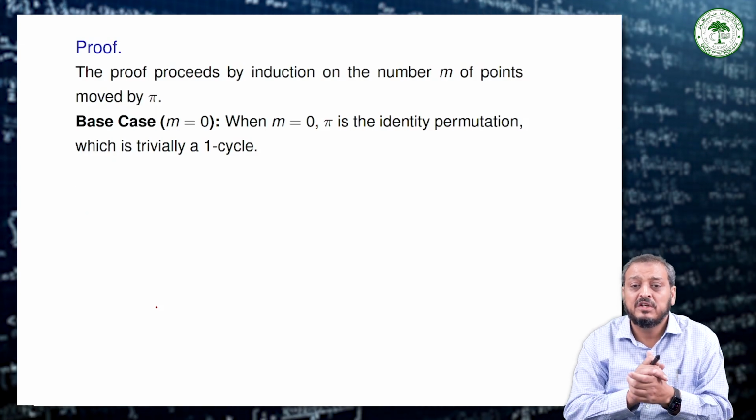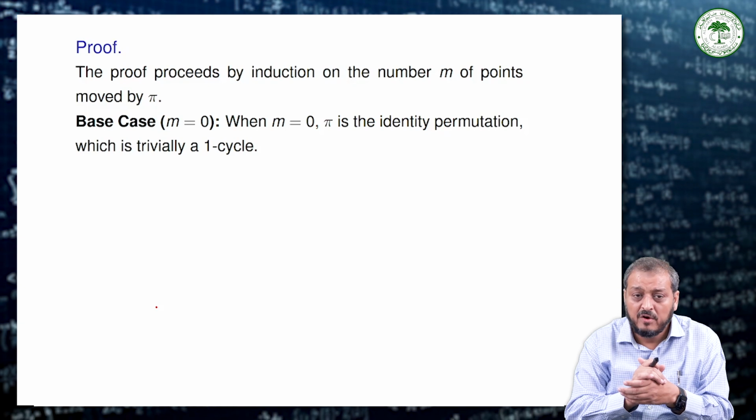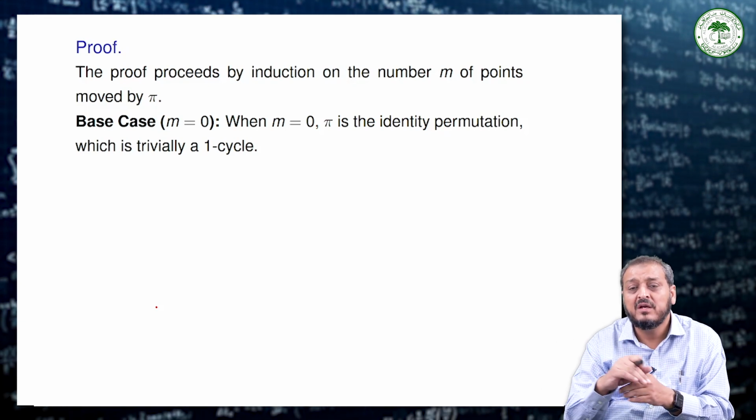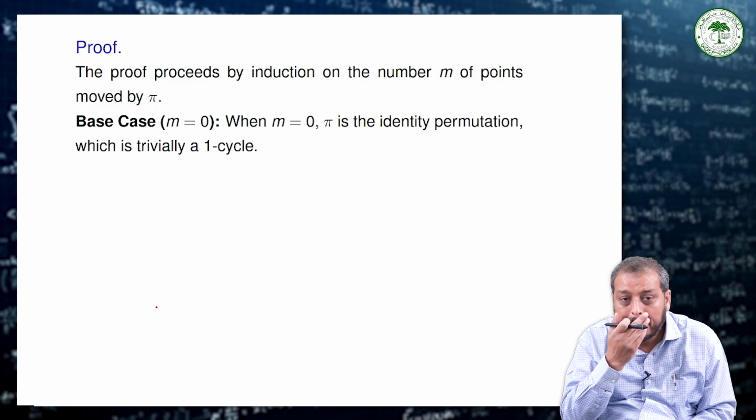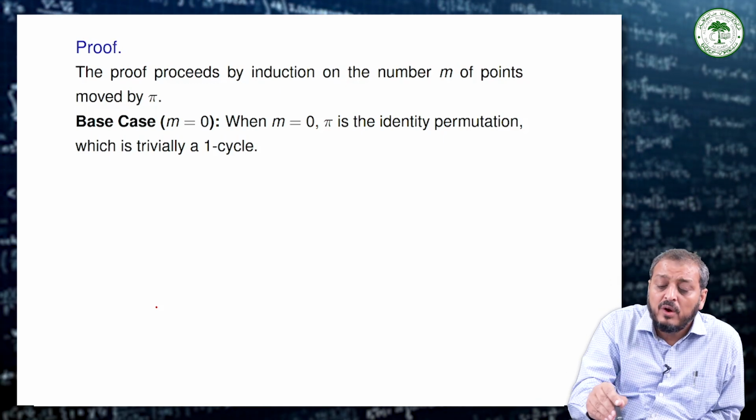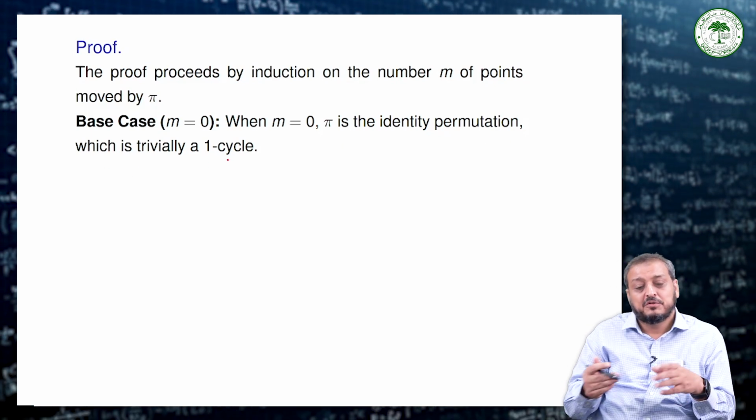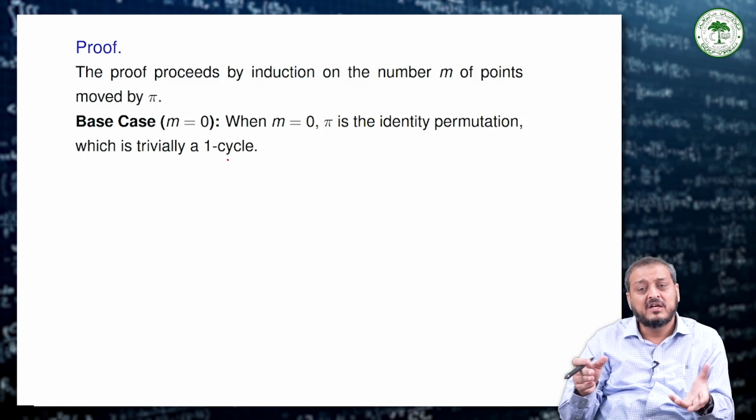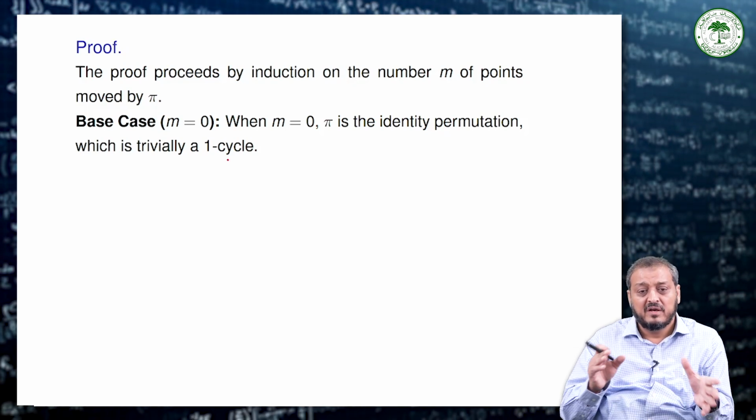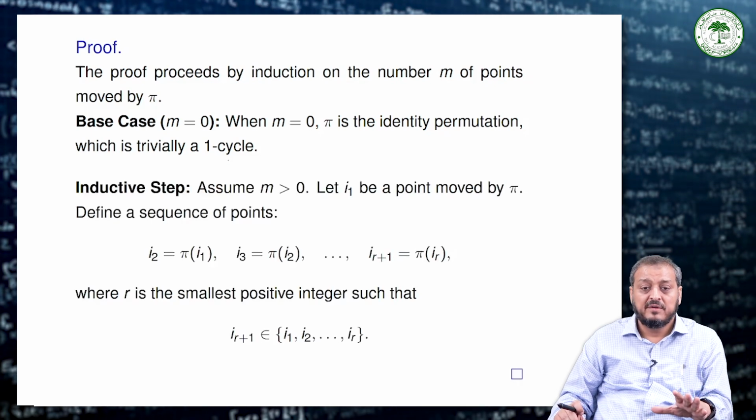The proof is by induction on the number m of points moved by pi. In the case m equal to 0, pi is the identity permutation, which is trivially a cycle.